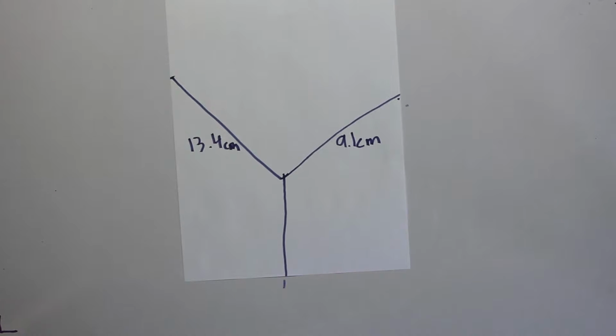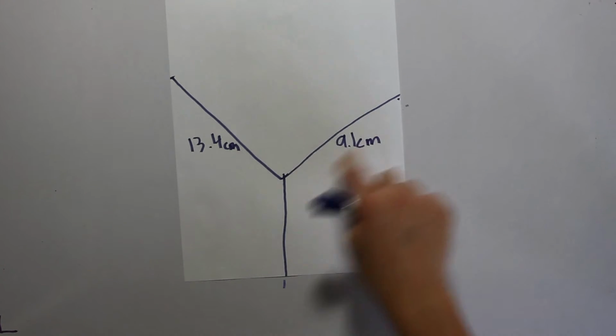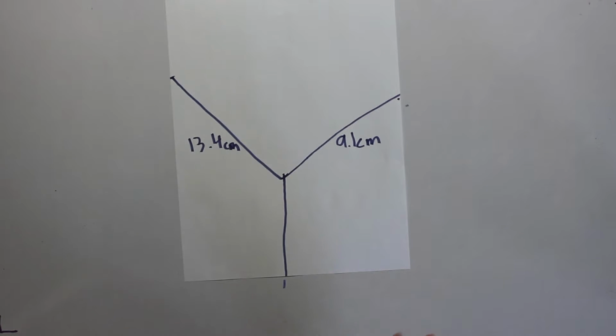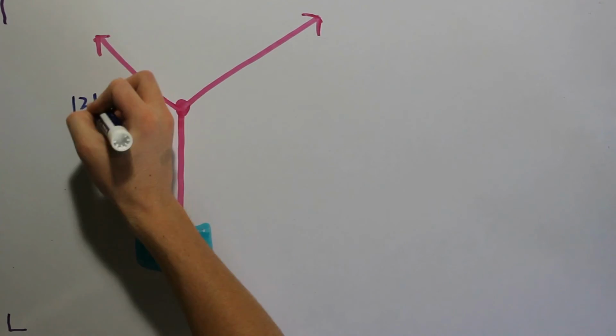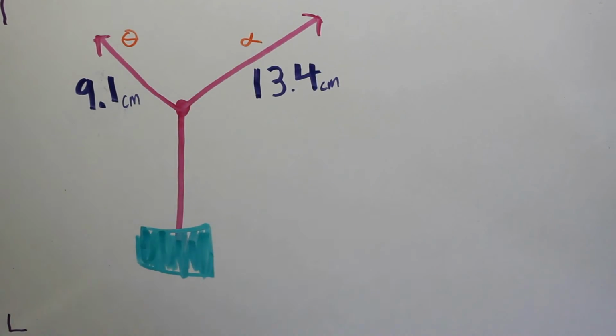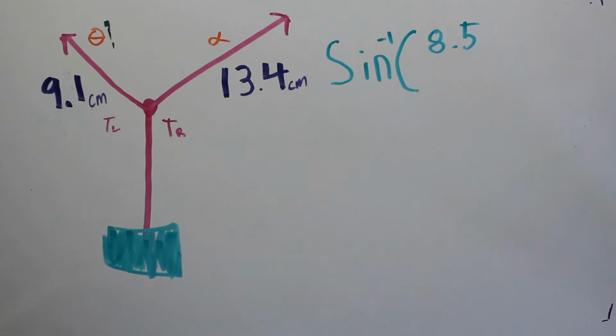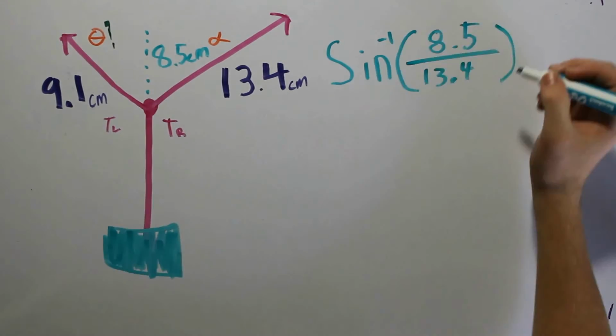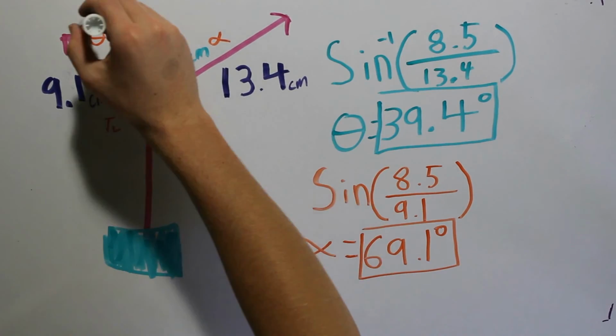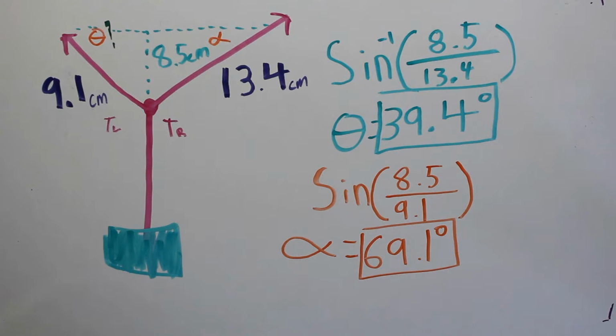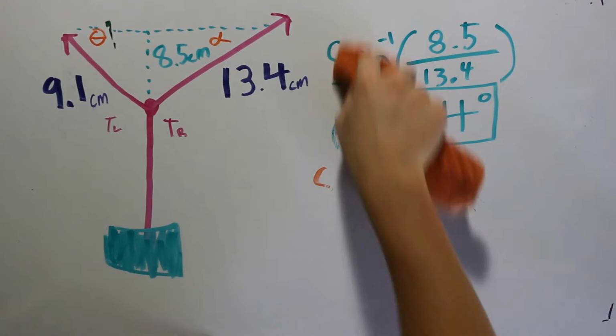Now, you could use a protractor and you wouldn't have to measure these lengths, but using trigonometry to figure out the angles from the lengths is much more accurate than a protractor. We had 9.1 centimeters for tension left and 13.4 centimeters for tension right. In our lab, we took 8.5 centimeters and did inverse sine to figure out the angles of theta and alpha. These will become important when we substitute these numbers into our sum statements.